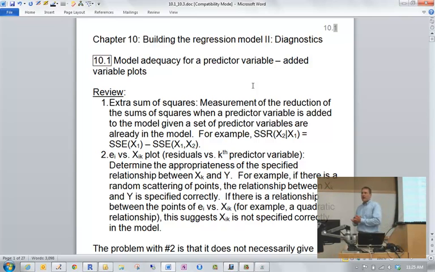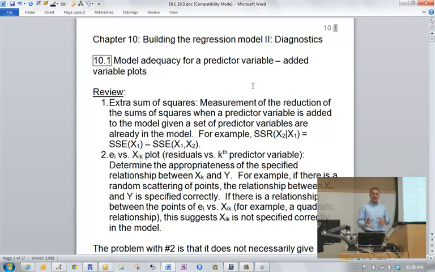Okay, so Chapter 10 now. This is again Step 3 of the model building process, which says you've narrowed down your possible set of variables that you wanted to include in a regression model. Now let's look at whether any changes need to be made. Do I need an interaction term? Do I need a quadratic term? Do I have some outliers? Do I have problems with non-constant error variance?